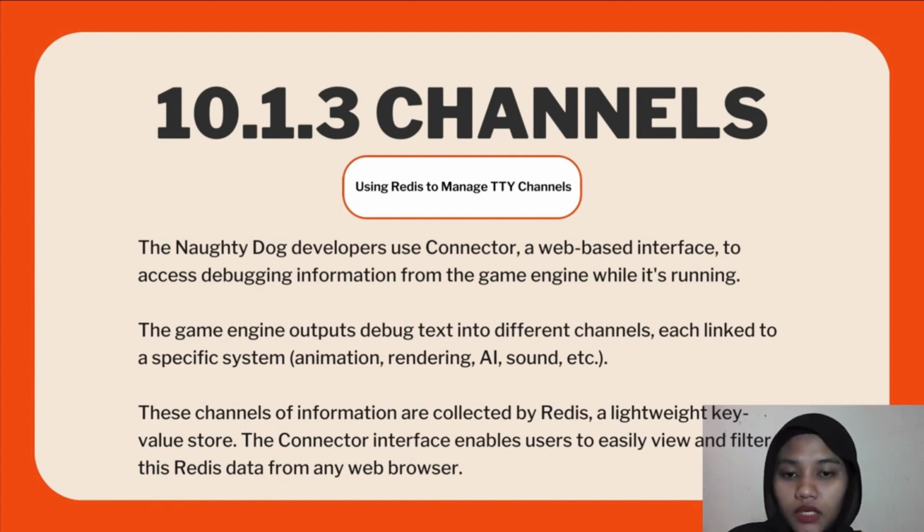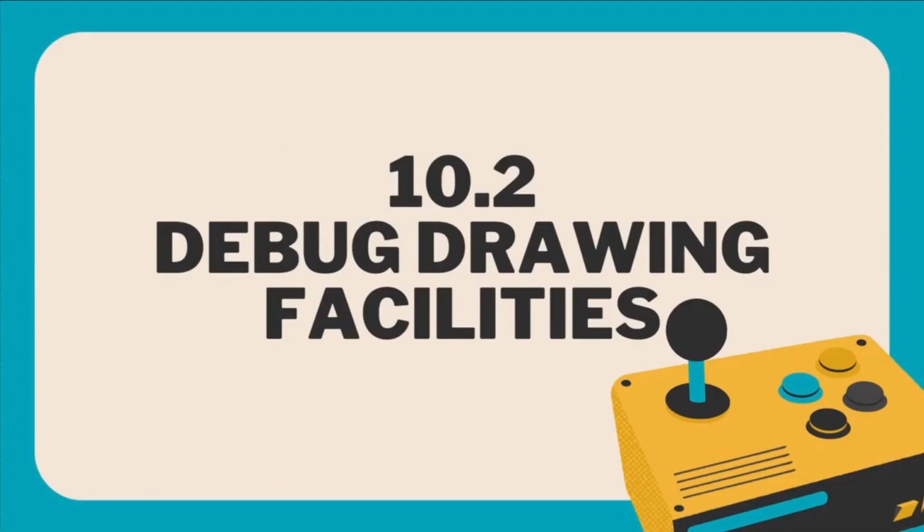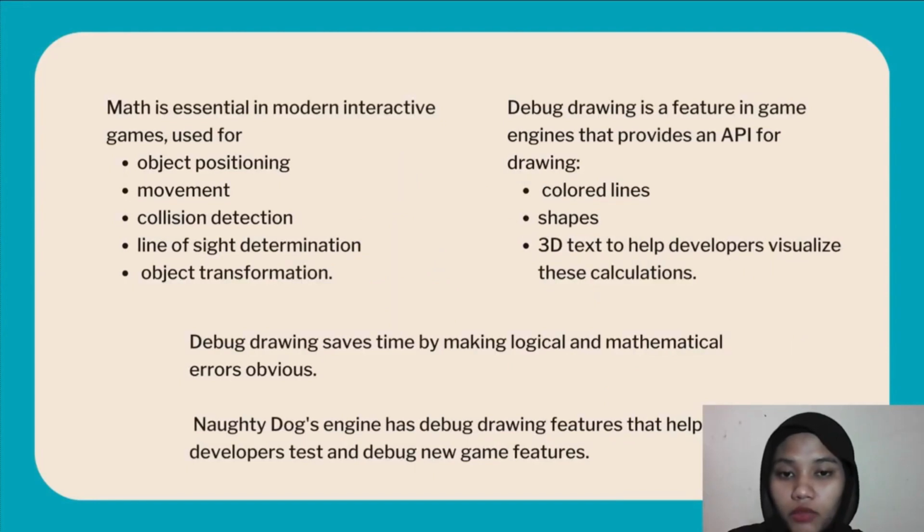Plus, the game engine can output debug streams into different channels, each linked to specific animations. It is known that math is an extension in modern interactive games that is used for movement or collision detection. Plus, debug drawing is a feature in game engines that provides an API for drawing. Debug drawing can save time by making logical and mathematical errors obvious.